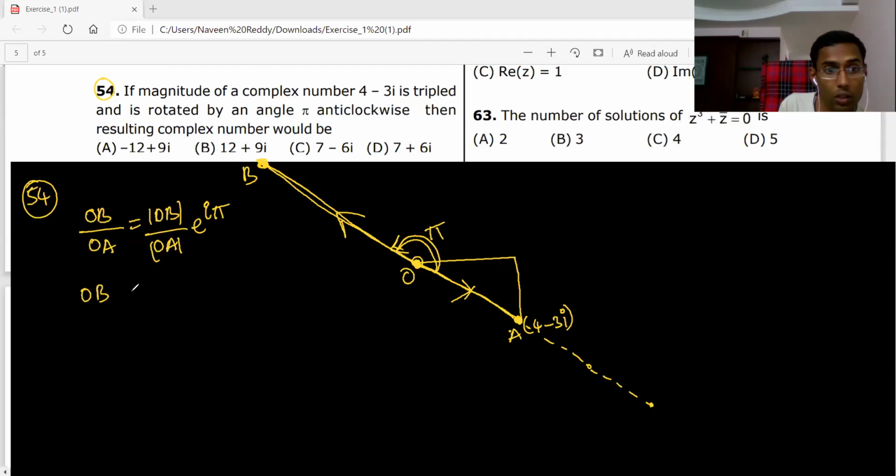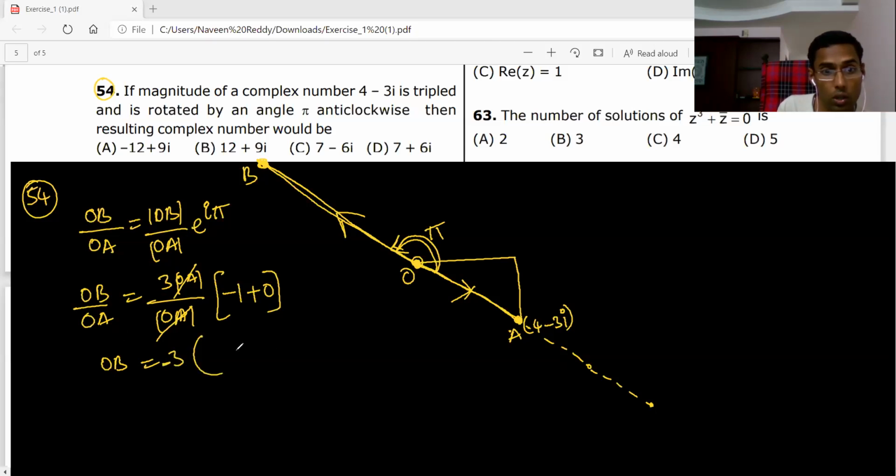Now OA is there, that OA vector only. OB is 3 times OA. So 3 times mod OA by OA into e power i pi, where e power i pi is cos pi minus 1 plus i sin pi. So what do you get here? It gets cancelled. OB equals minus 3 times OA. OA is 4 minus 3i. So OB equals minus 12 plus 9i.